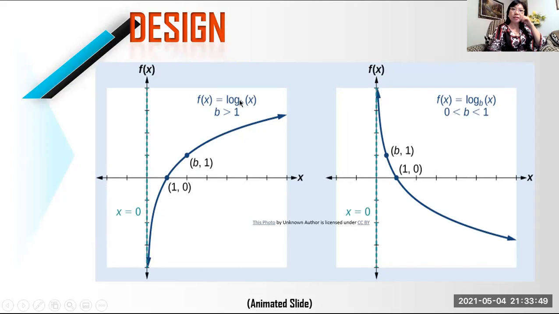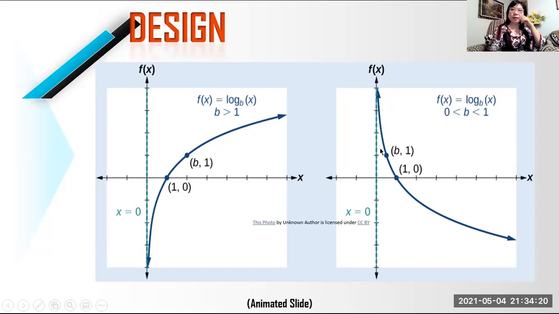So regardless, this base here might be base 2, then this coordinate will be 2, 1. If this base here is 4, then the coordinate here will be 4, 1, because any number to the power 1 stays the same. So that's the characteristic of it. And the same for another logarithmic function.